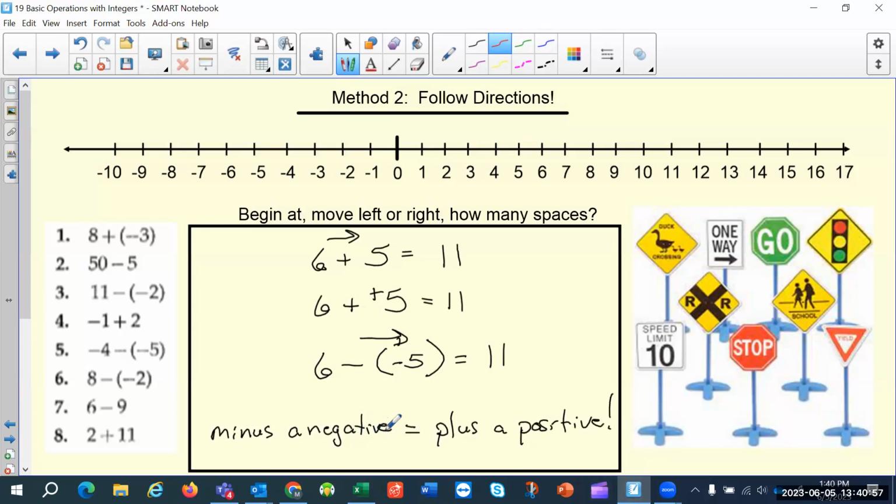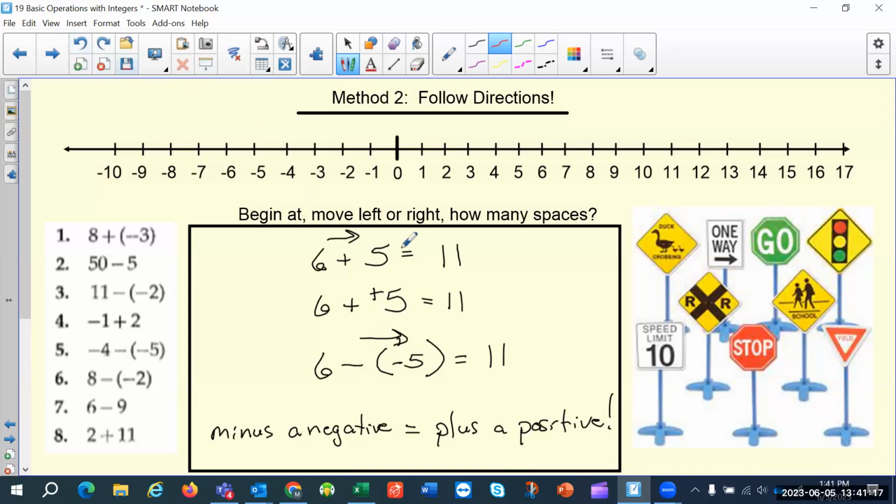And you could say that, I don't know, if you say that 50 times or so, you'll probably remember it. Minus a negative is plus a positive. Minus a negative is plus a positive. Just do that about 50 to 100 times. And every time you see minus a negative, you're going to say, oh, minus a negative, I can go plus positive. It's the same thing.